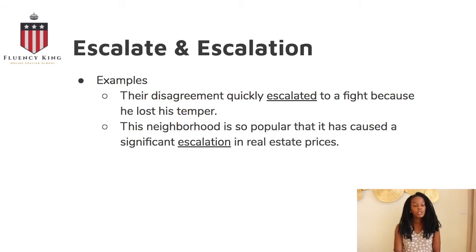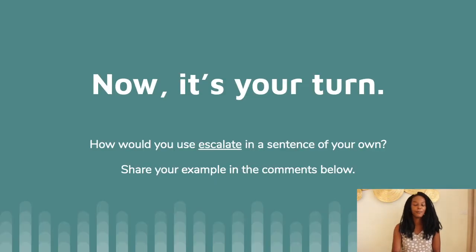He lost his anger and couldn't control it. This neighborhood is so popular that it has caused a significant escalation in real estate prices. So the prices keep going up, they keep getting more intense, they keep going higher. The prices are escalating.